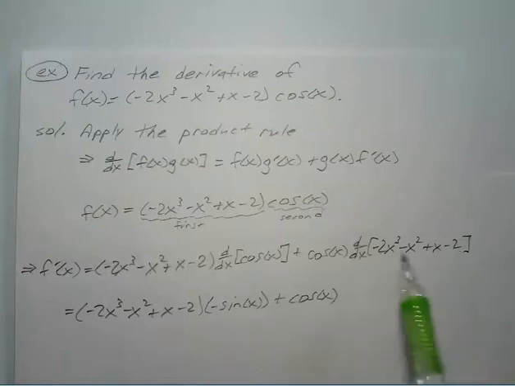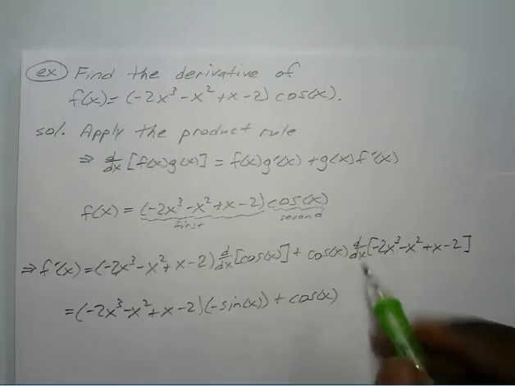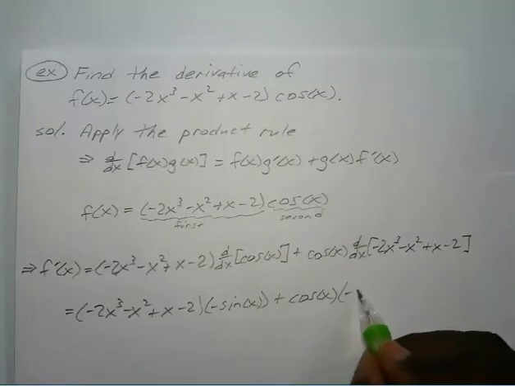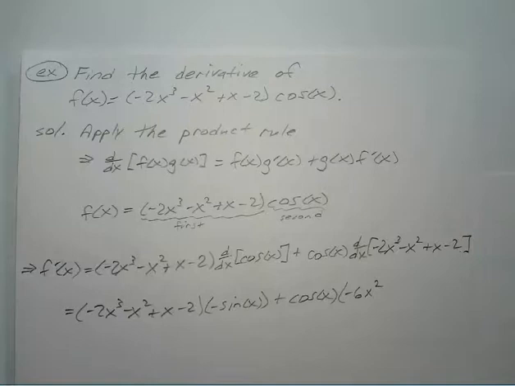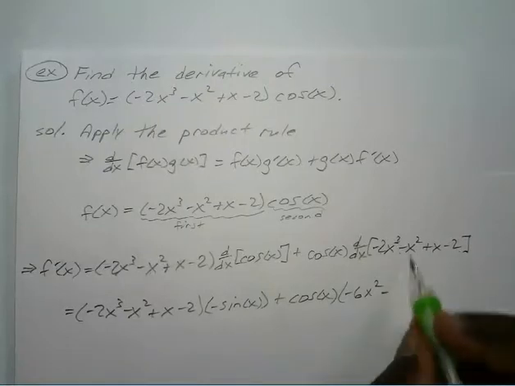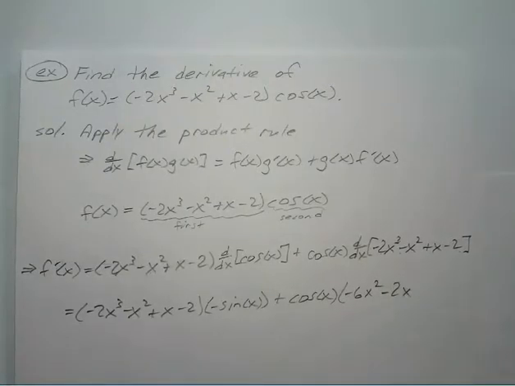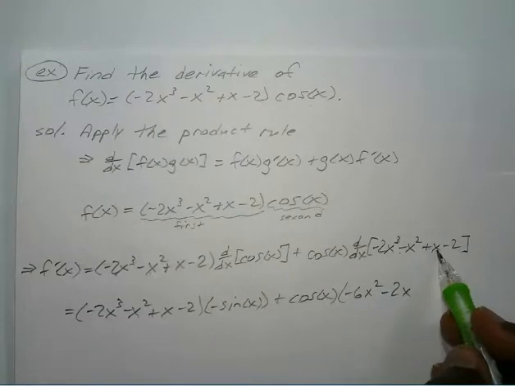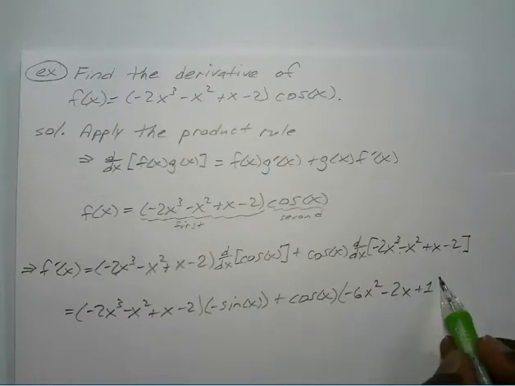Okay, so we go ahead and find the derivative of each of those terms. So we bring down the 3, that will give us negative 6, and subtract 1, so that's x squared, minus, bring down our exponent, that's 2x. Derivative of x is just 1, and derivative of a constant is 0.